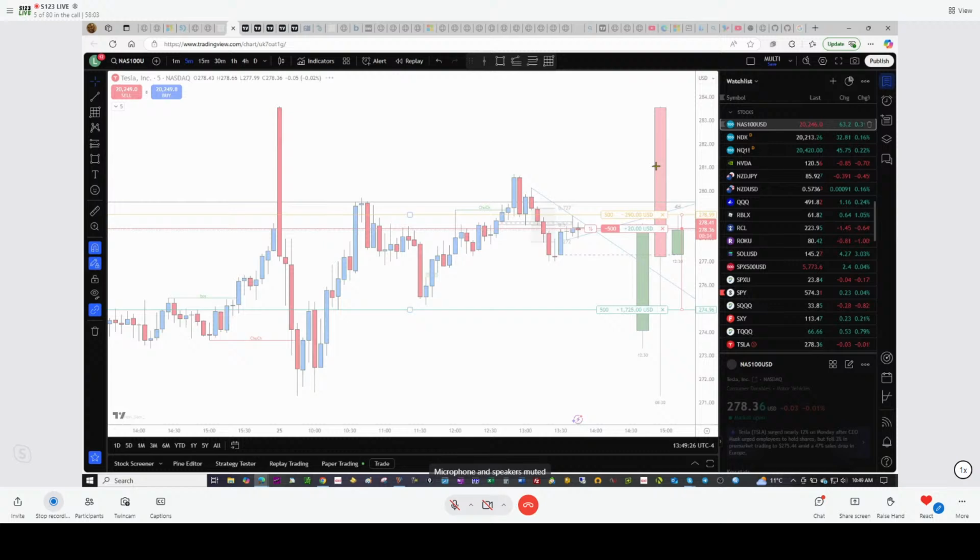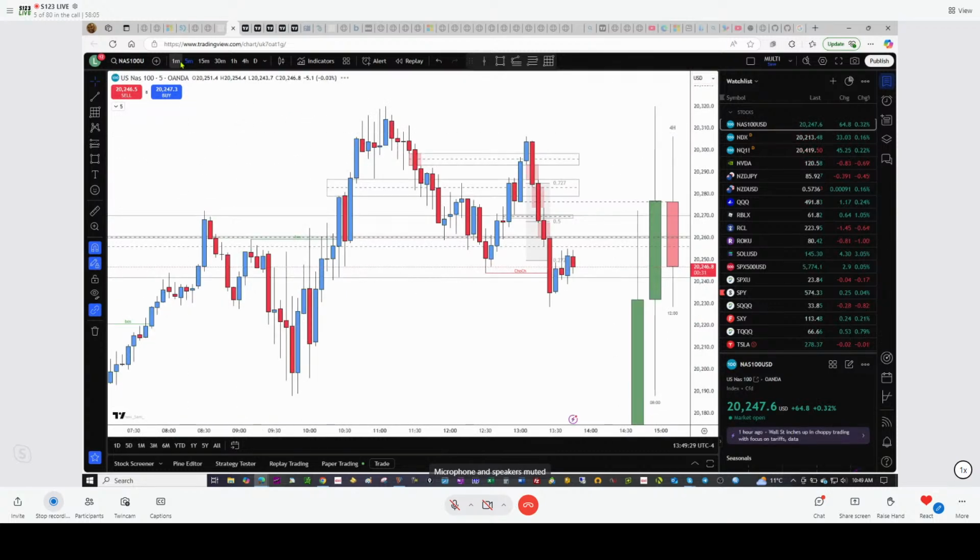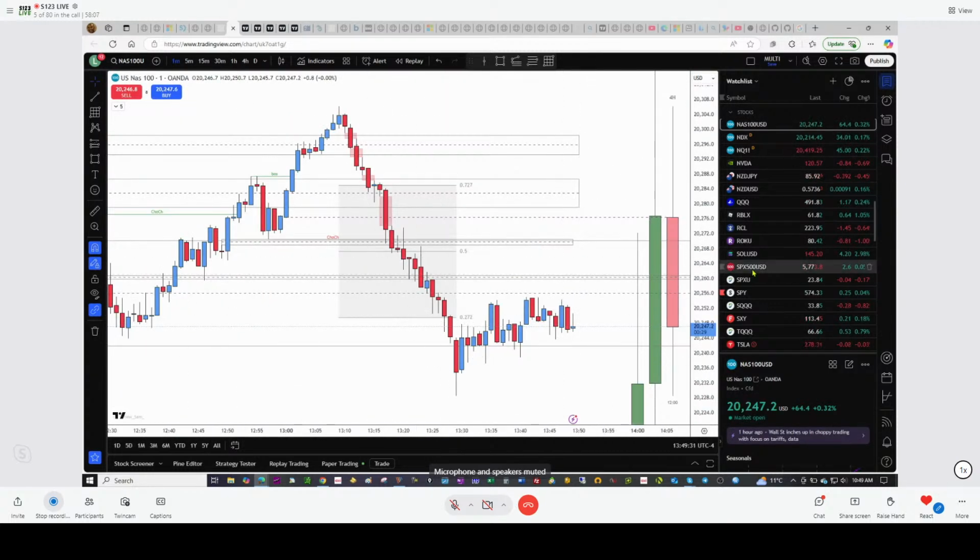Let's see how NAS is doing. So NAS is still struggling a little bit. NAS is struggling. Yeah, they just can't push it up there at all, eh?